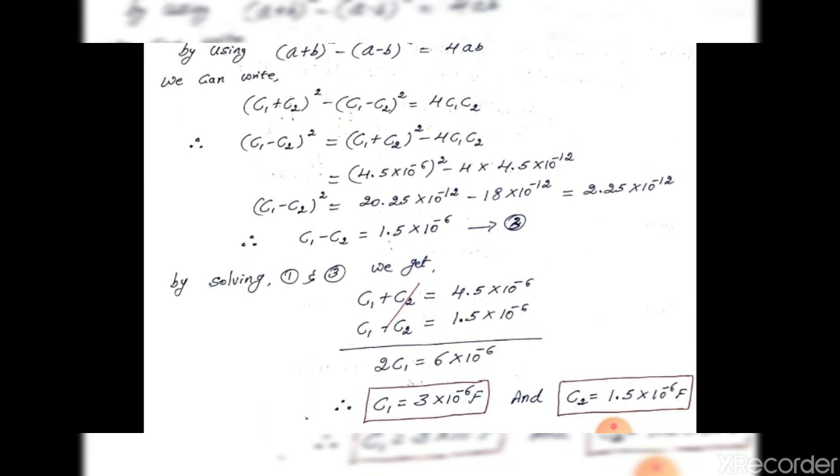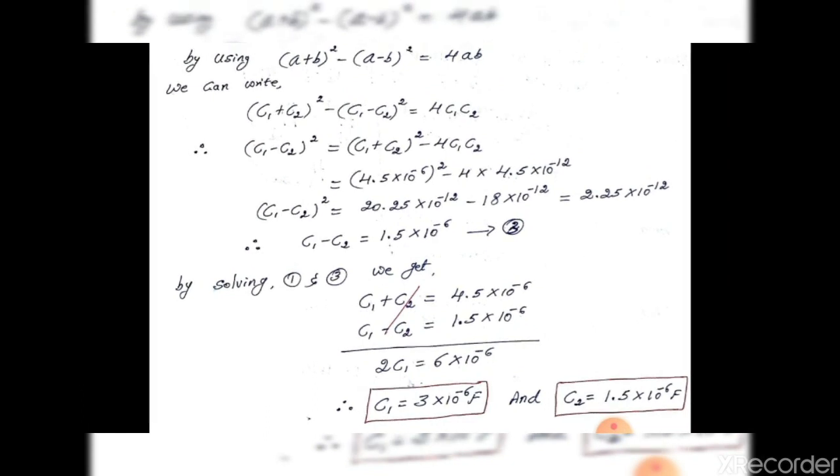From the previous equation we have C1 plus C2 as 4.5. Now solve equation 1 and 3. Solving C1 plus C2 and C1 minus C2 gives 2C1 is equal to 6 into 10 power minus 6, since 4.5 plus 1.5, I am just adding these two. You will get the C1 value. After getting the C1 value, substitute in any one of the equations to get C2. So this is the method to find C1 and C2.